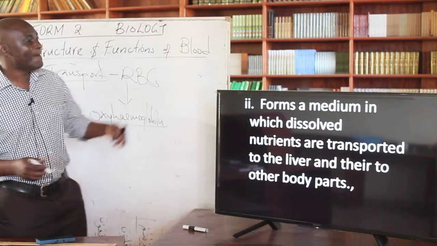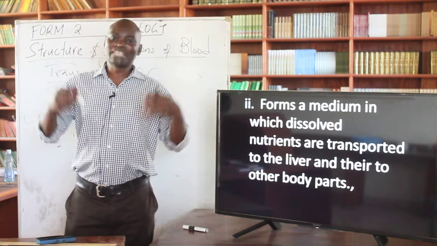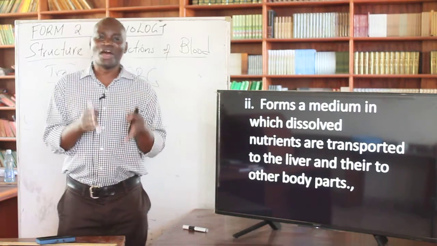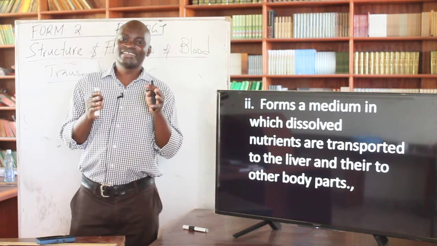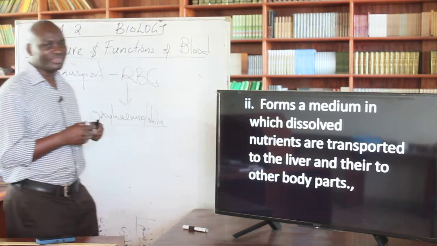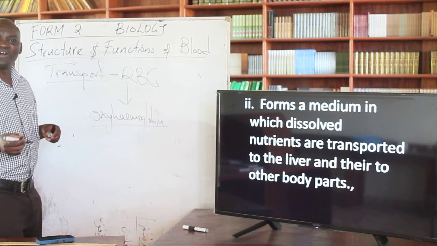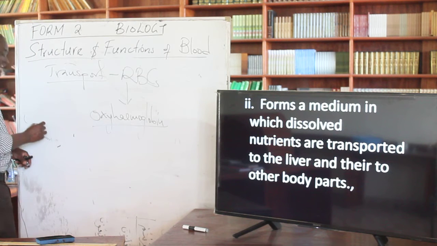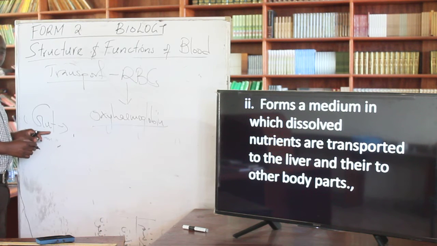The second role of this plasma is that it forms a medium in which dissolved nutrients are transported to the liver and other body parts. It forms a medium of dissolved nutrients. I have said that from the gut, which is the digestive system, the alimentary canal, we have the dissolved nutrients.